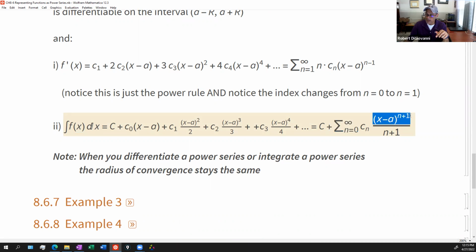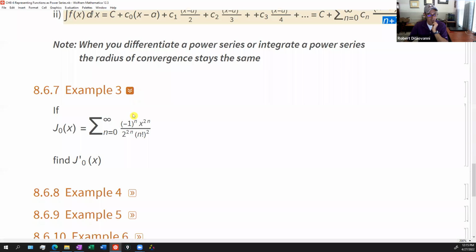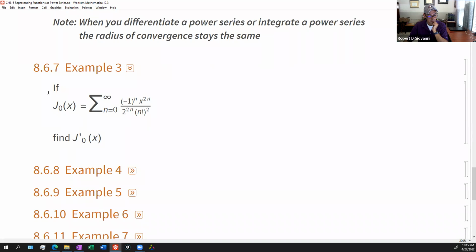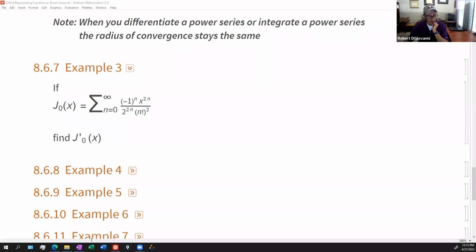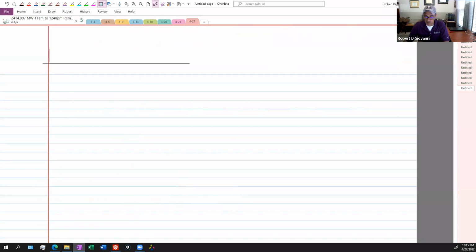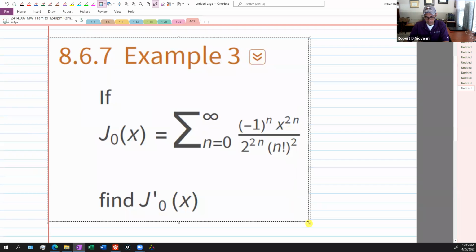We add 1 to the exponent, and we divide by n plus 1. So just like we did earlier this semester when we learned power rule. So with that knowledge, let's first do this example where we're going to find the derivative of this Bessel function that we had talked about before. Do you remember this Bessel function?